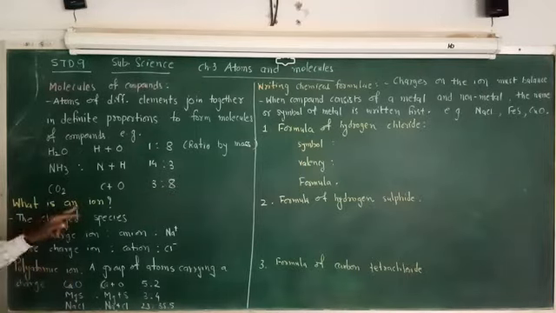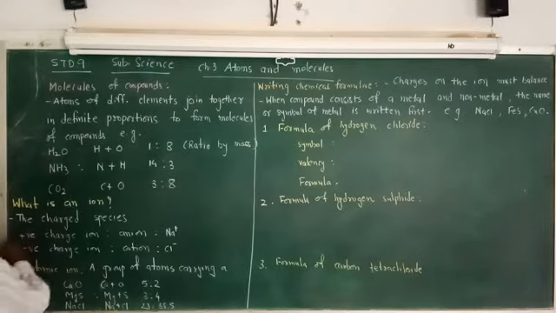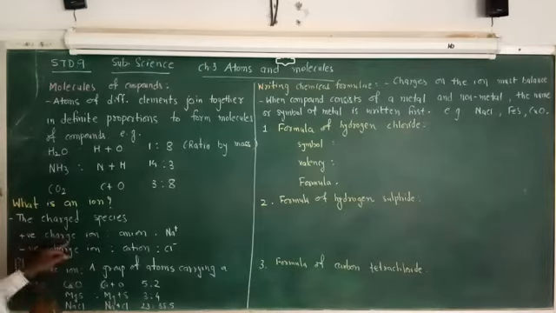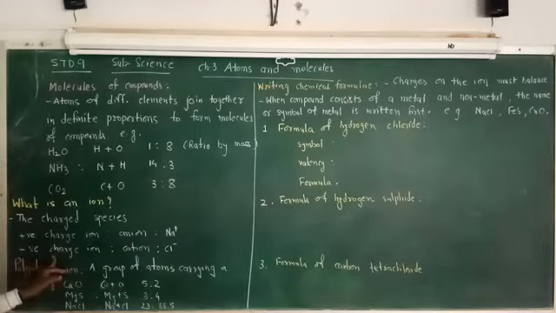Now next, what is an ion? It is a charged species. Example, hydrogen H+ ion and Na+ ion. So a charged species is known as an ion. Positive ion, negative ion. A positive charge on an ion is known as a cation, and a negative charge on an ion is known as an anion.